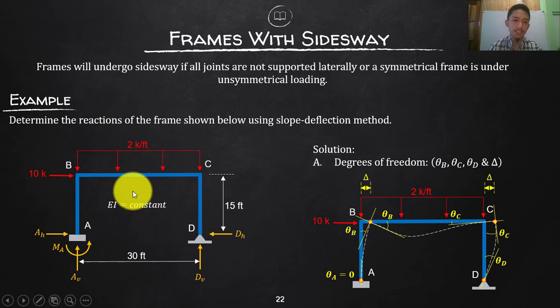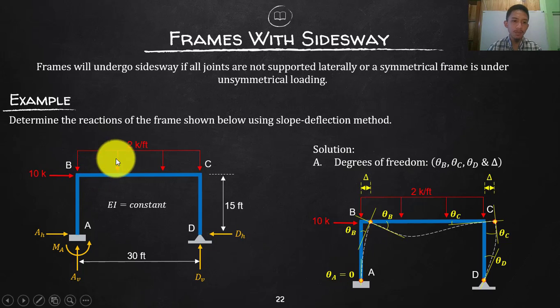Okay, that should be the same. So again, there is a sidesway here. Why? In the first place, your supports are not symmetrical, and your forces include a lateral force that is not counteracted. The most important thing is that it would be okay if there were a lateral support, but there is no lateral support for joint B and C.